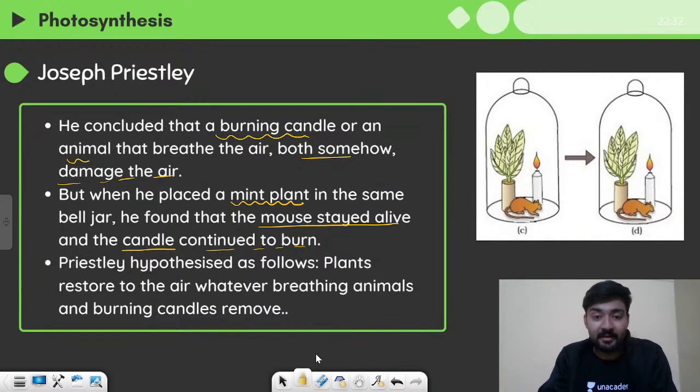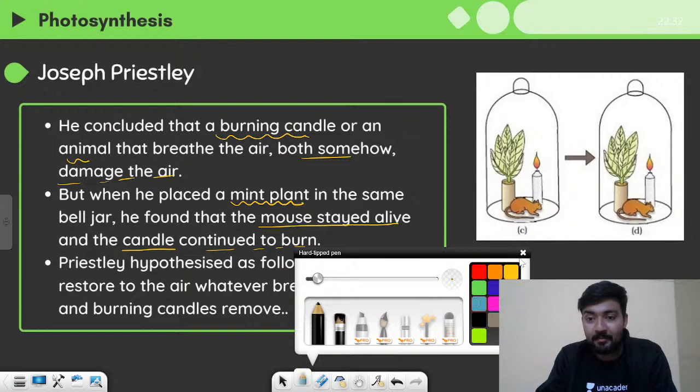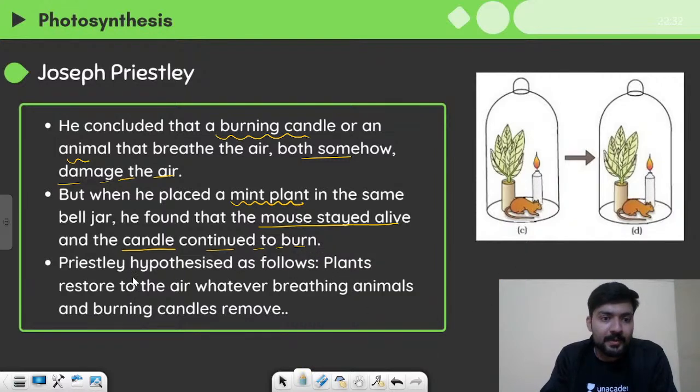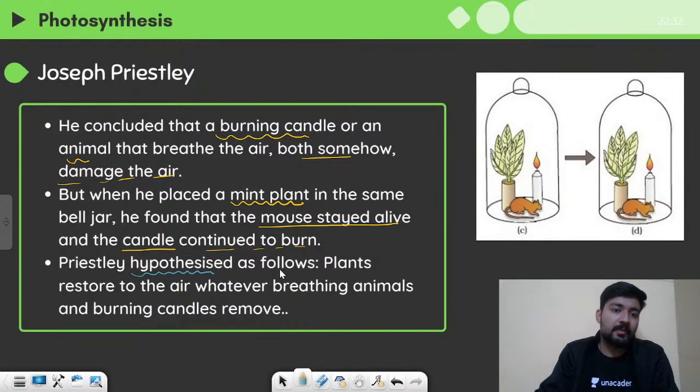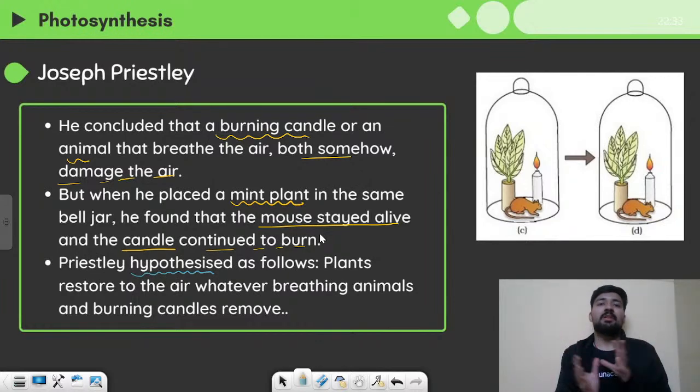So it was something magnificent. The plant is doing something. So Priestley hypothesized, he gave an explanation to all these experimental observations. He said that plants restore to the air whatever breathing animals and the candles remove. So his idea was that the air contains something which keeps us alive.